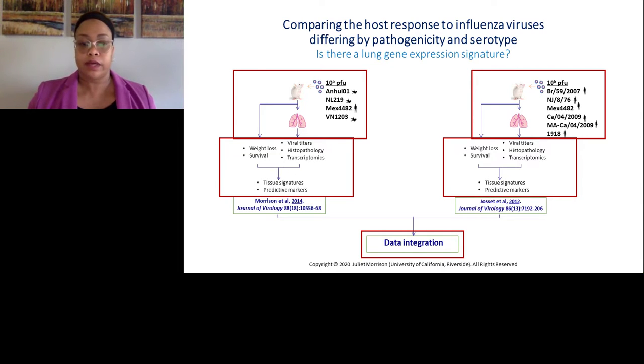Then we harvest the lungs from these mice, and we look at the viral titers, we look at histopathology, and we do transcriptomics. Additionally, we are also taking weight loss and survival data. Once we combine these data, we then integrate everything to come up with a larger experimental data set.